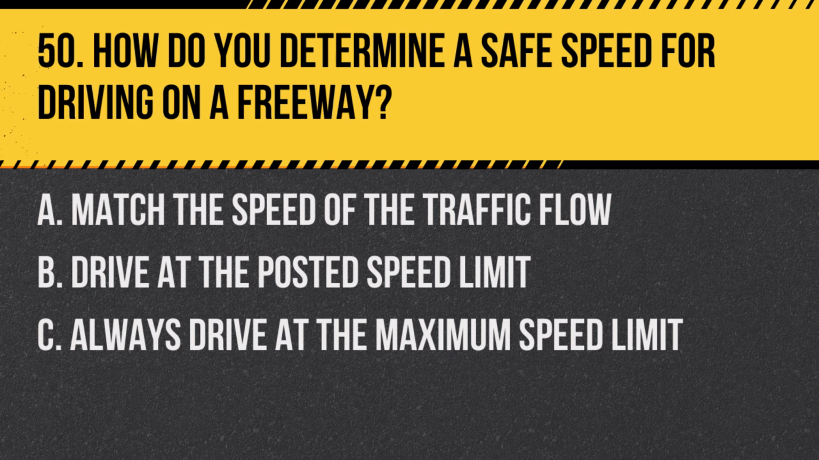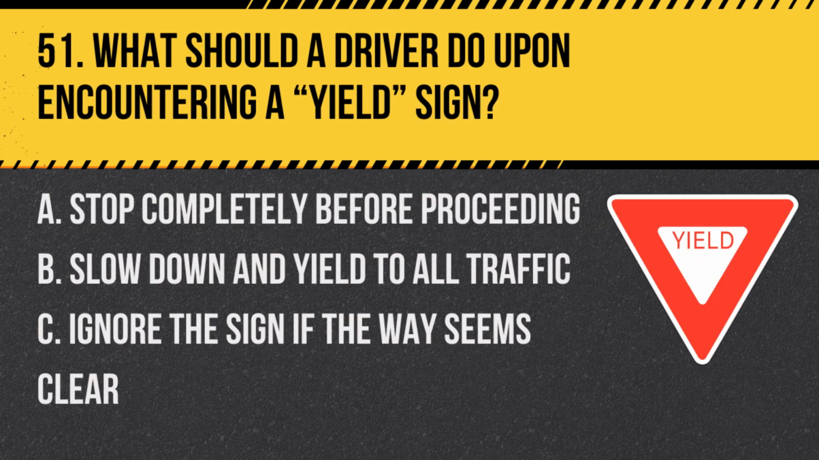Question 50. How do you determine a safe speed for driving on a freeway? A. Match the speed of the traffic flow. B. Drive at the posted speed limit. C. Always drive at the maximum speed limit. Answer: A. Match the speed of the traffic flow. A safe speed on a freeway is determined by matching the speed of the surrounding traffic flow within the speed limit.